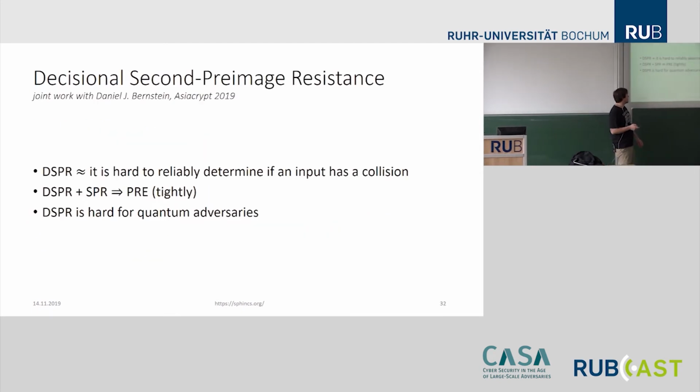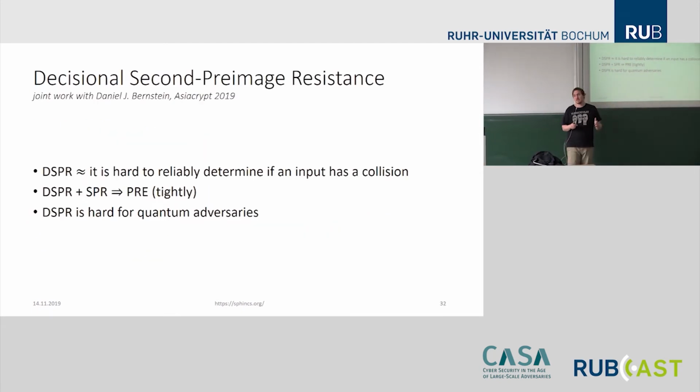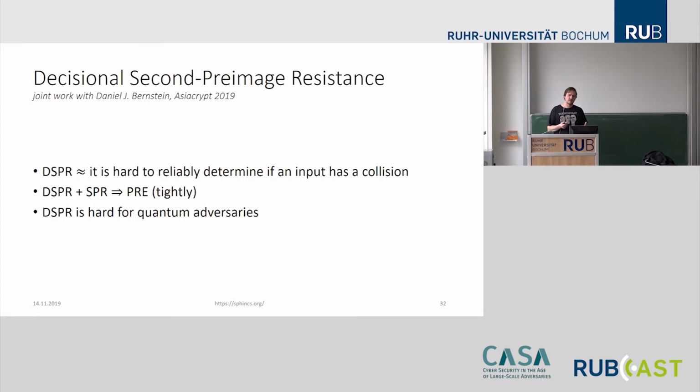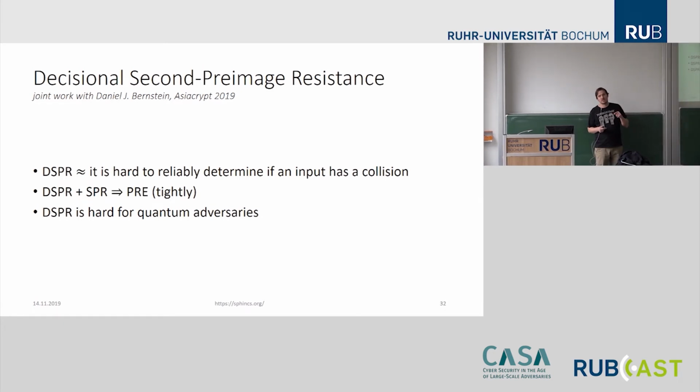Well, now you could say you're introducing a new assumption, but we were able to show that this is also hard for quantum adversaries. So we can give a quantum query complexity lower bound for adversaries in breaking this property, which is actually the same as for second-preimage resistance. So no quantum adversary can do better than achieving a success probability of q squared over 2 to the n, as long as the function doesn't have any internal structure which deviates from a random function.